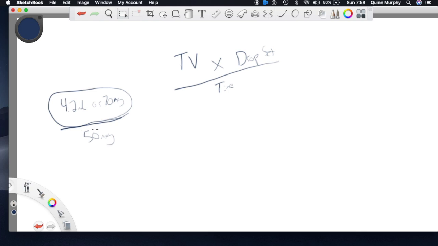for pediatric amiodarone. So we have our total volume here, which is, in this case, 3 mLs for the amiodarone plus 50 mLs for our piggyback bag. So the total volume is going to be 53. Now we're going to multiply that by our drop set.